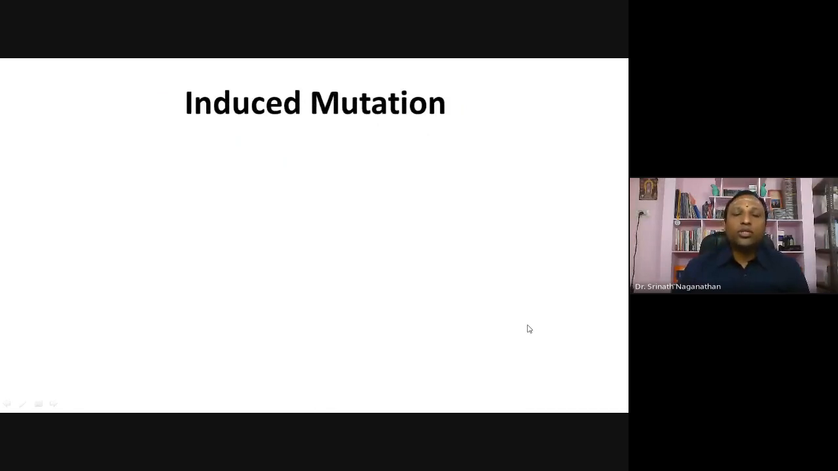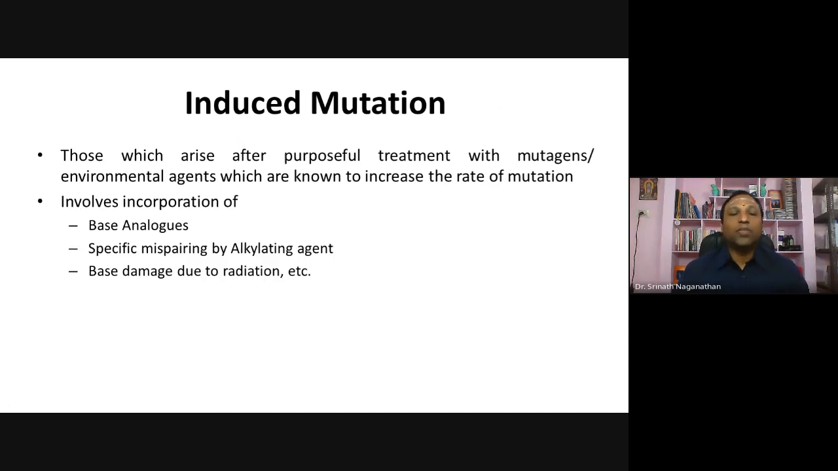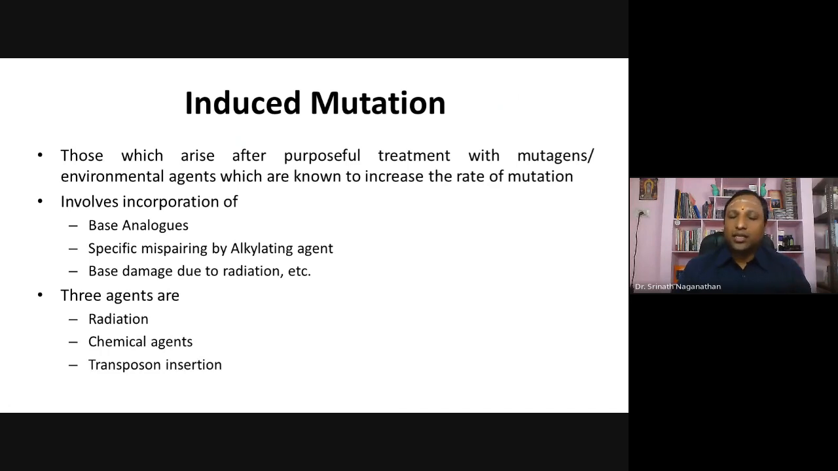So the induced mutation, if you see here, leads to those mutations which arise after the purposeful treatment with mutagens or environmental agents which are known to increase the rate of mutation. It involves incorporation of base analogs, that is specific mispairing by alkylating agents, base damage due to radiation, etc. And there are three main agents discussed here: radiation, chemical agents, and transposon insertion.